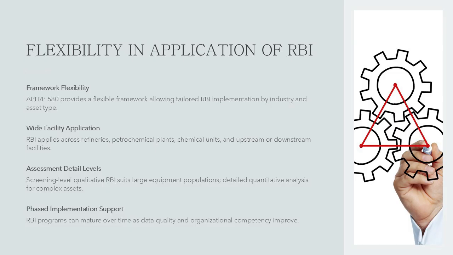API recognizes that organizations differ in data availability, expertise, and regulatory environments, and therefore encourages adaptation while maintaining technical rigor. This flexibility supports phased implementation, where RBI programs can mature over time as data quality and organizational competency improve. By allowing different methodologies and levels of sophistication, API RP 580 ensures that RBI remains practical, scalable, and aligned with business needs without compromising safety or integrity objectives.